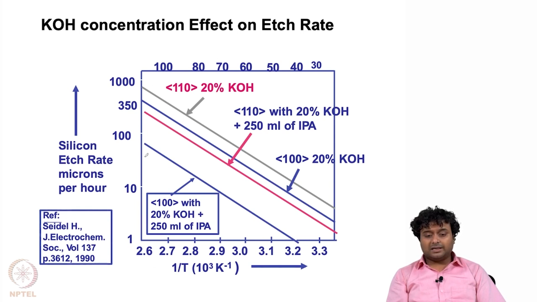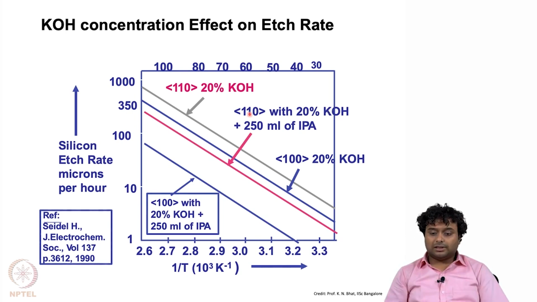With increasing temperature the etching rate increases, because in this direction 1 by T is increasing, that means T is decreasing. So as we are decreasing the temperature, etching rate falls, right. Now the 100 plane with 20% KOH and 250 ml of IPA has the lowest possible etching rate. Then the 110 plane with the same KOH concentration has a higher etching rate than the 100 plane, with the same KOH concentration and the same amount of IPA.